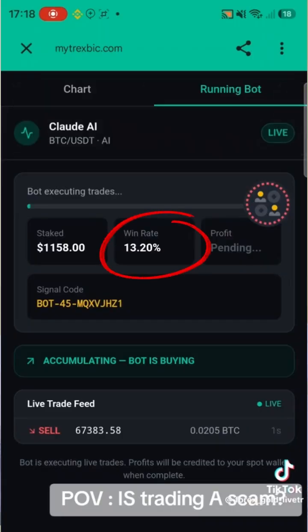So he's trying to tell you to withdraw your funds from Binance or from whichever exchange you use, deposit into his exchange, then trade on his exchange using his bot that has a win rate of 13% so that you can earn like him. So I want you to look into this closely.